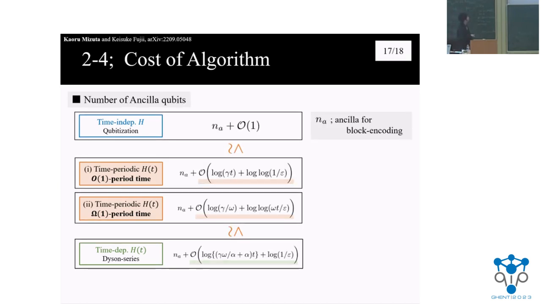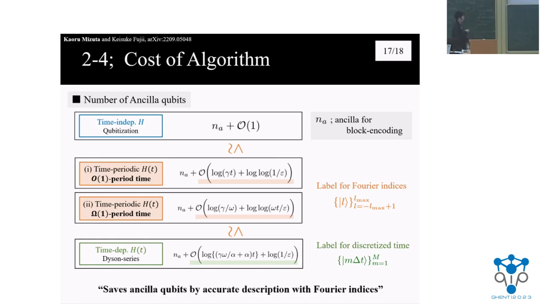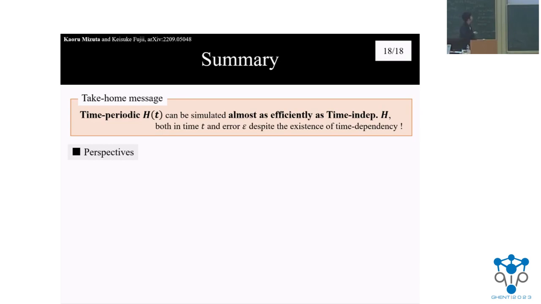We can also compare the number of ancillary qubits. So this is our result here. Actually, here NA is the number of ancillary qubits required for block encoding. We have some additional terms here. Actually, this is mainly used for labeling the Fourier indices here, and this is much smaller than the label for discretized time used for truncated Dyson series algorithms. So this concludes that we can save the number of ancillary qubits by accurately describing the time-dependent dynamics using the Fourier indices. Finally, we summarize our results.